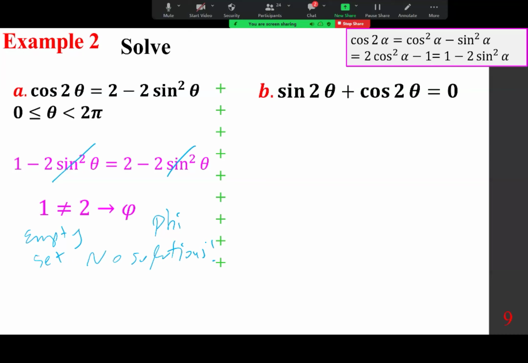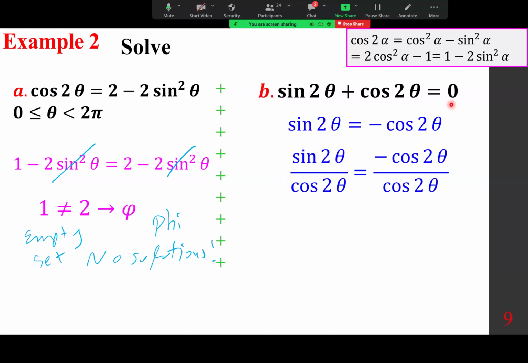Sine 2 theta plus cosine 2 theta is 0. Whenever you have sine and cosine, there are two methodologies. One is to square both sides and solve them. The other one, because you have only sine and cosine, is to move one of them to the other side, divide both sides either by sine or cosine to make it into a tangent or cotangent. So the technique is to divide by that.